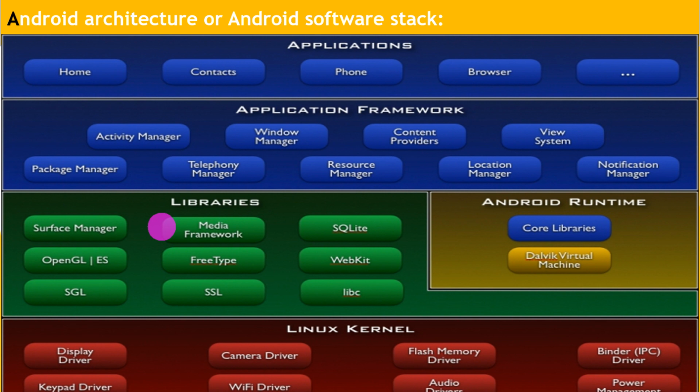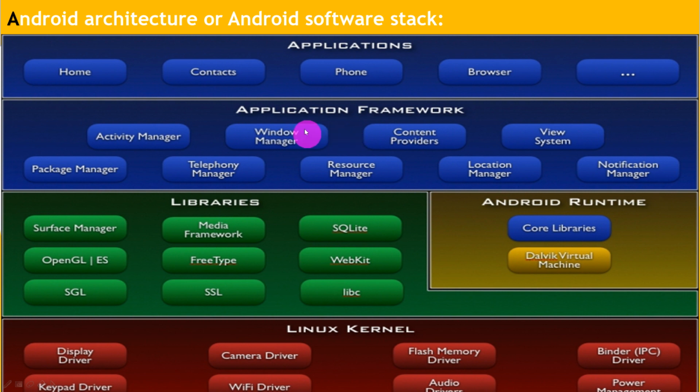Great. So what is next? Next is the Android runtime. This is one part of the Android architecture which is at the second level of this stack. The Android runtime mainly consists of the Dalvik virtual machine and core libraries.